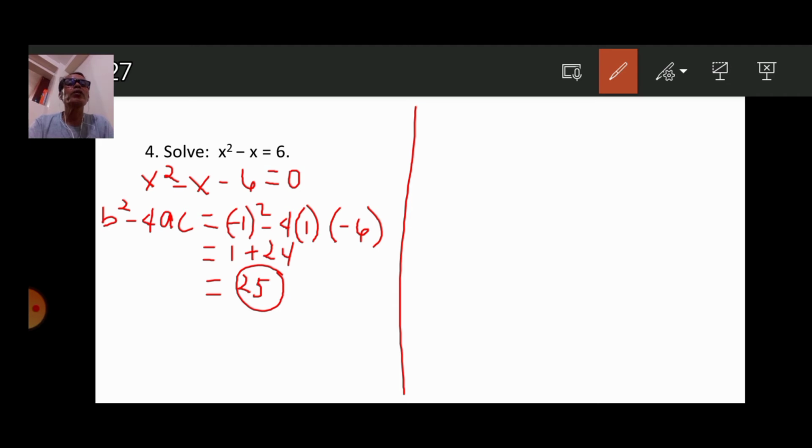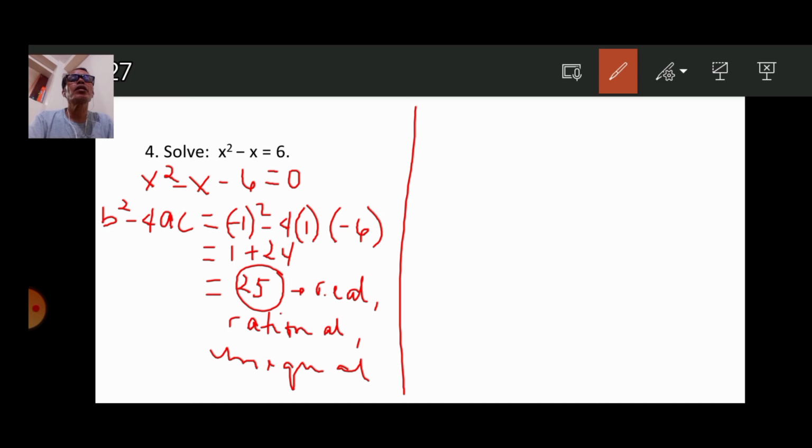So therefore, the nature of the roots are real, rational, and unequal. Okay, we are going to check by finding the roots. So we are going to use the equation in its standard form.